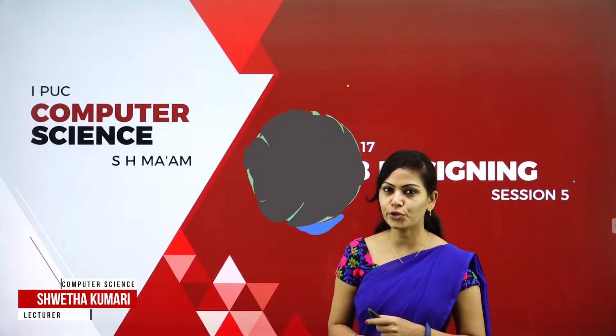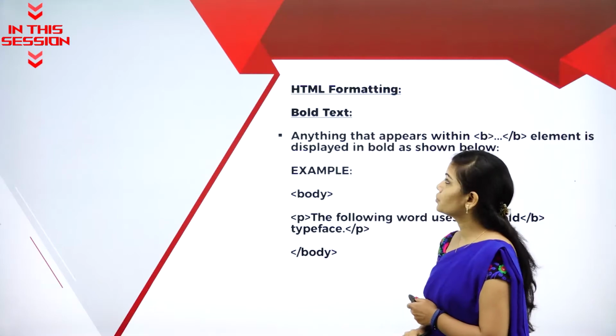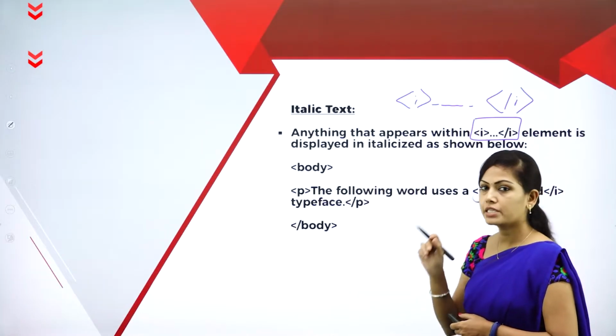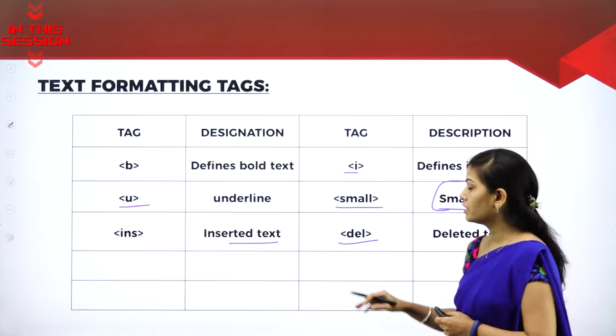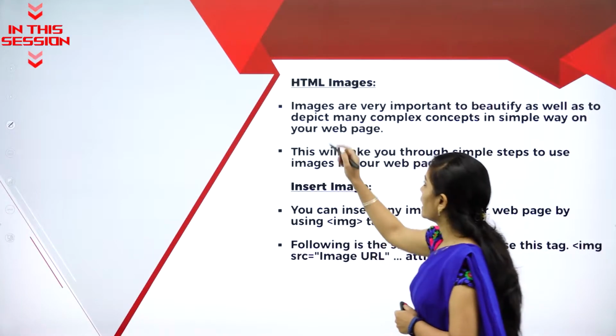So today I will show you how to add images in your website. So today I will discuss about the HTML formatting. To change the text into italic, you can go for this tag, element is displayed. If you want to delete a particular text, you can go for delete. So next important concept is HTML images.